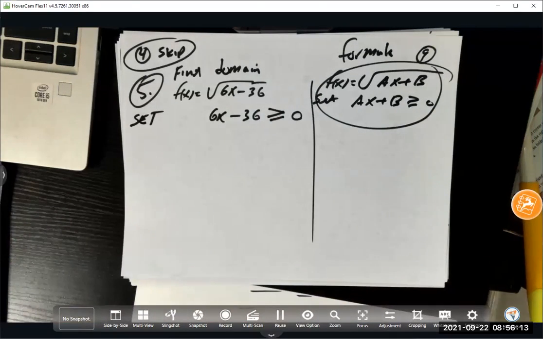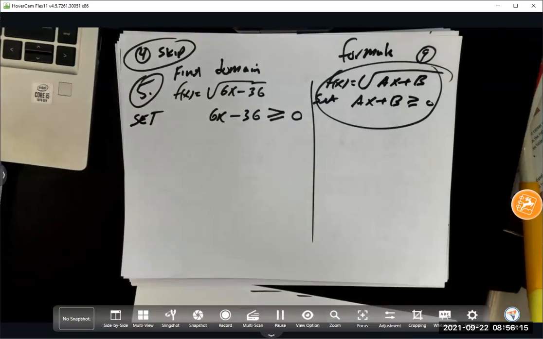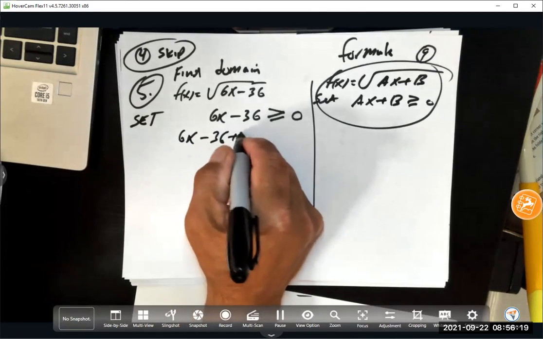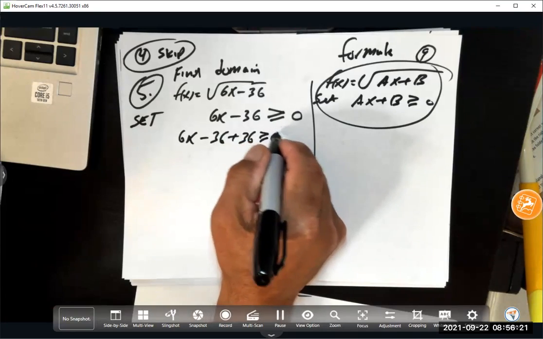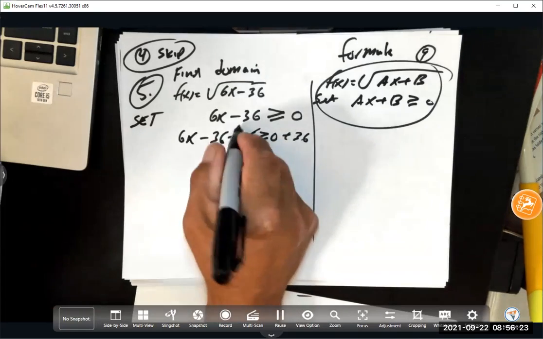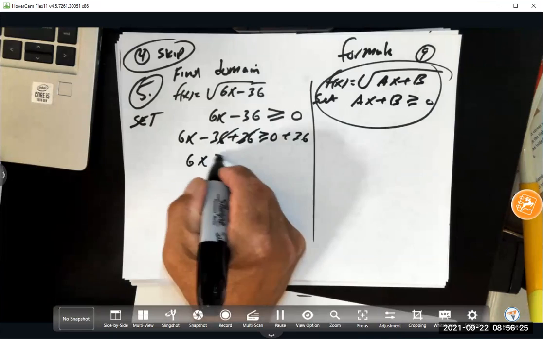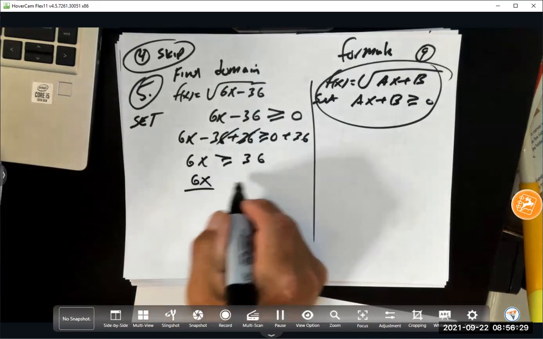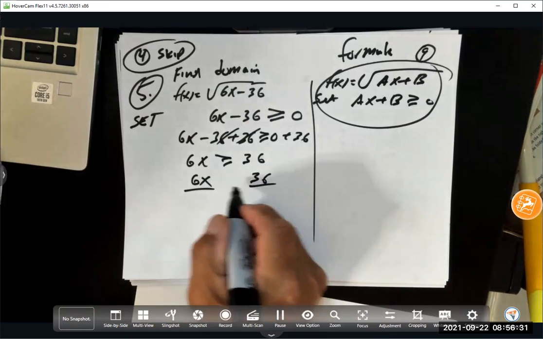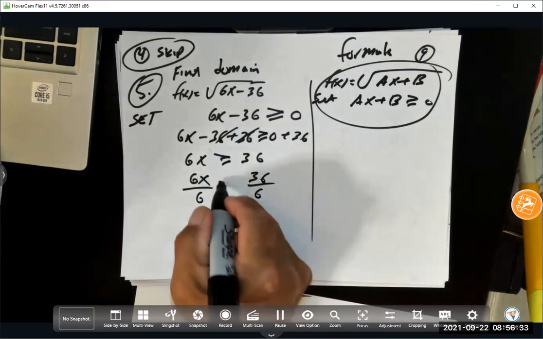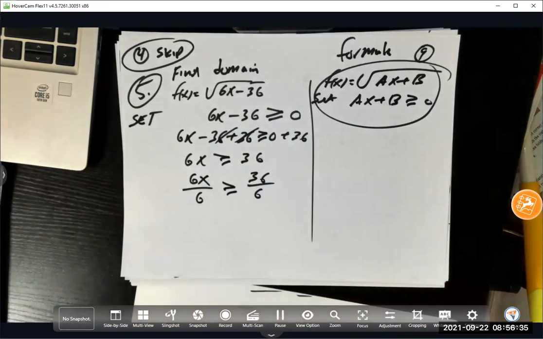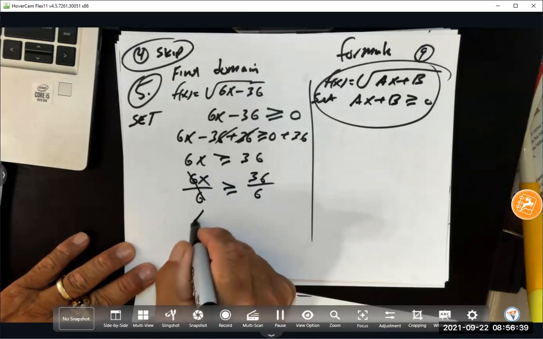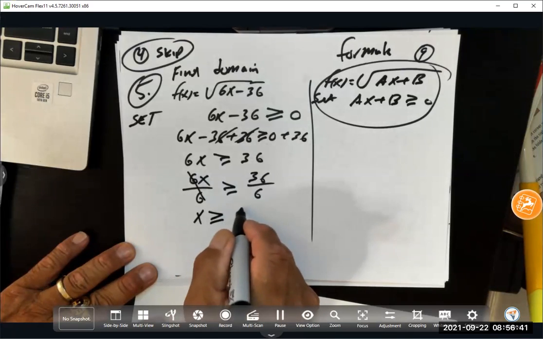What's the next step? Add something. Add 36. Yes, add 36, and add 36. So these are gone. So 6x is bigger than or equal to 36. Now I'm gonna have to divide by something on both sides. What number is that? Yes, 6. It's a plus 6, so I don't have to turn the alligator. So now this is gone. So x is greater than or equal to 6, you said, is that right? Yes or no? Yes.